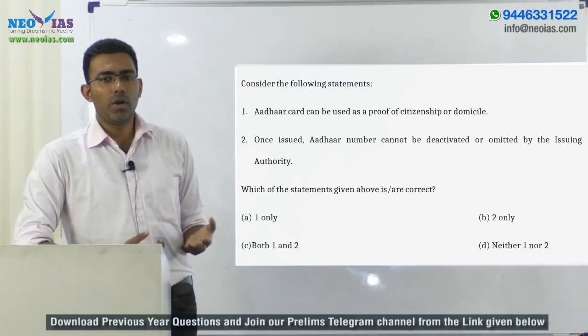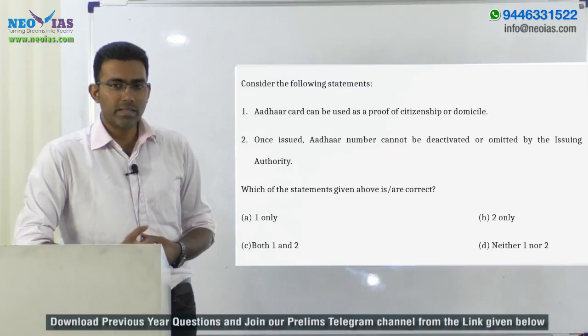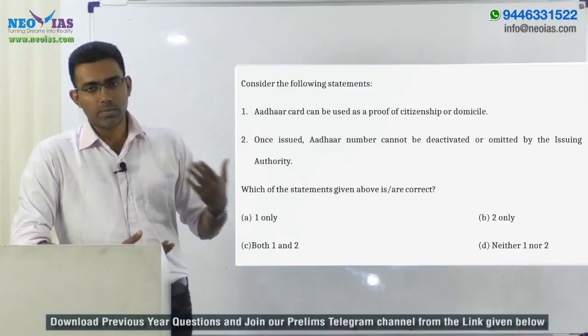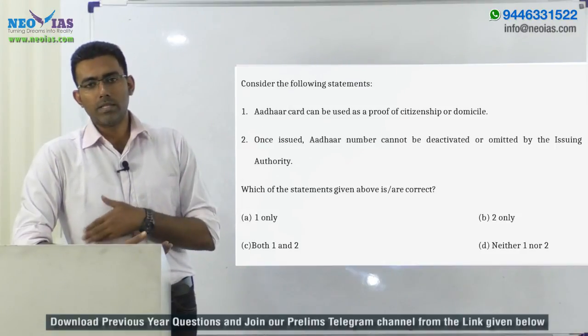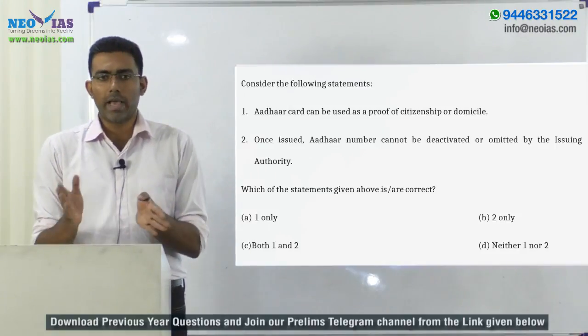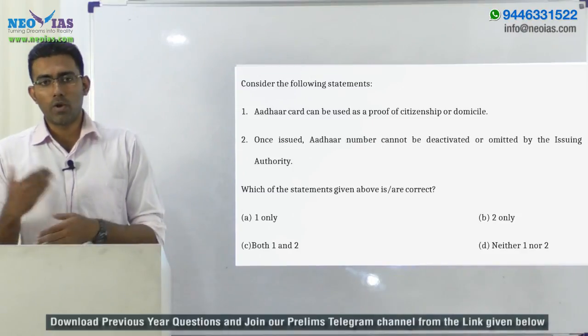But again, if you had used your common sense, just imagine a scenario wherein the UIDAI, which is the apex body, finds that 2 or more Aadhaar numbers have been erroneously allocated to a person.